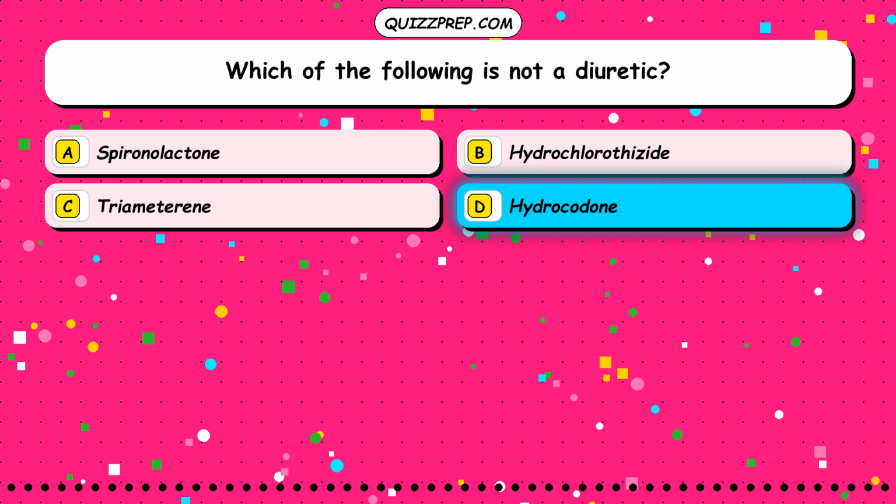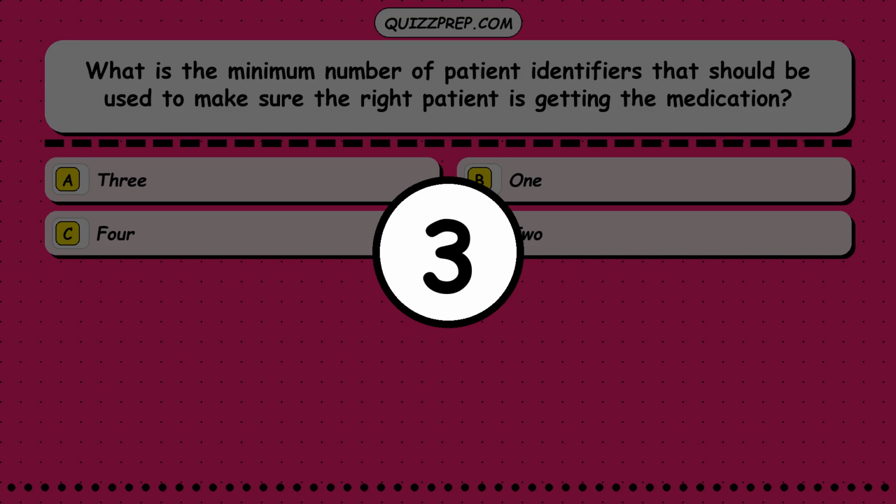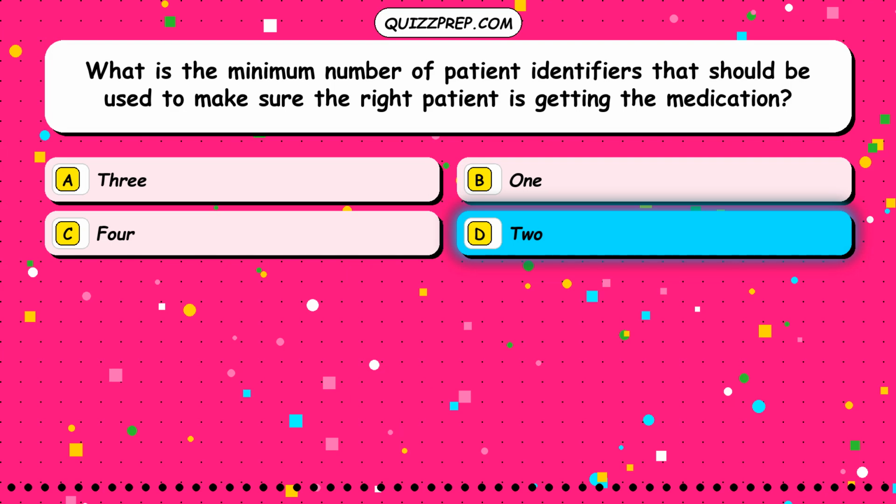The correct answer is option D, hydrocodone. Question 315. What is the minimum number of patient identifiers that should be used to make sure the right patient is getting the medication? Option A, 3, option B, 1, option C, 4, option D, 2. The correct answer is option D, 2.